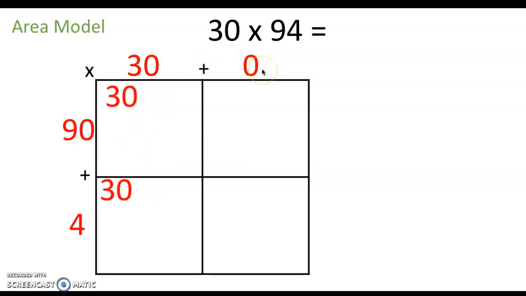Then let's jump over to our 0. 0 will go down into this box. 0 will also go down into this box. Now let's jump over to our side number. Our 90, put your finger on the 90, and let's trace where it goes. So it goes over, and it will go over. Then let's go down to our 4. Our 4 will go over, and it will go over.